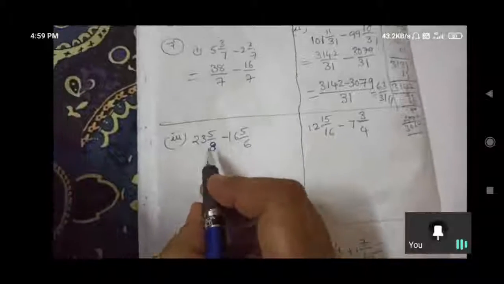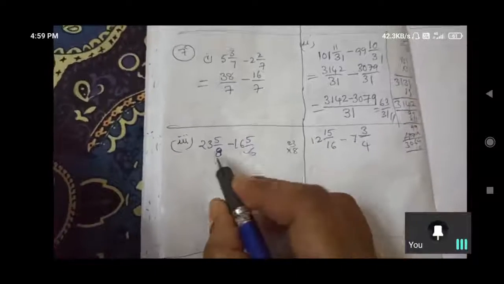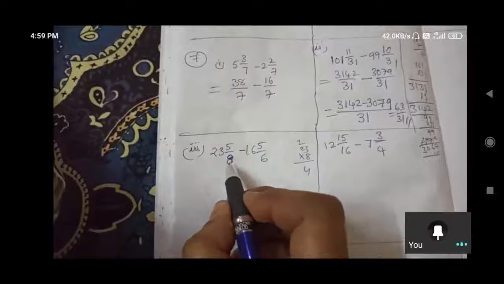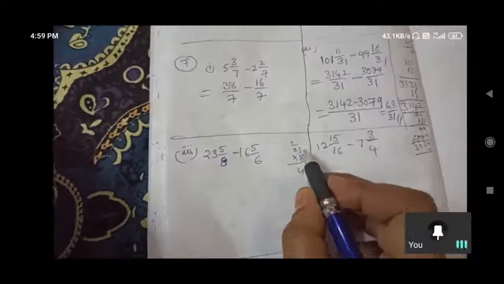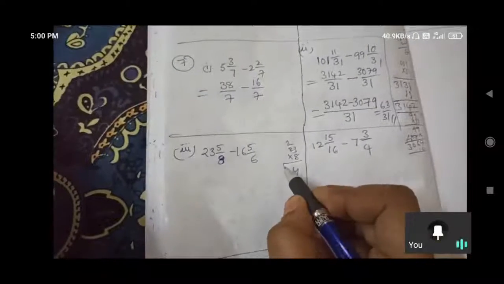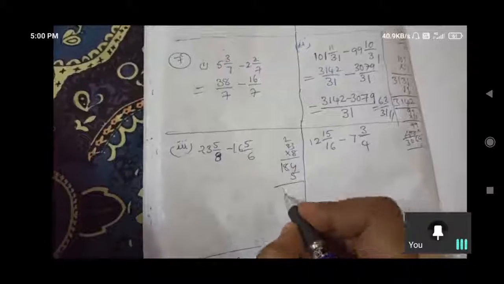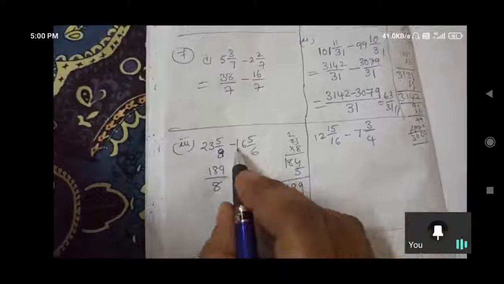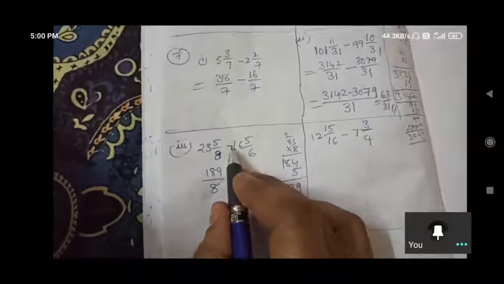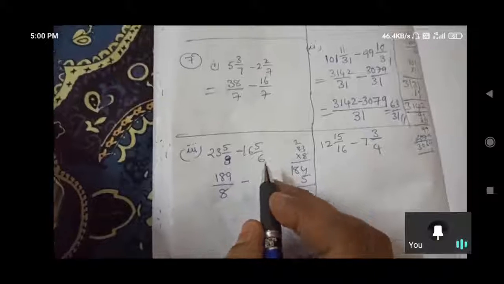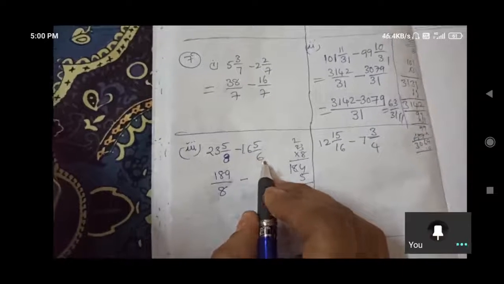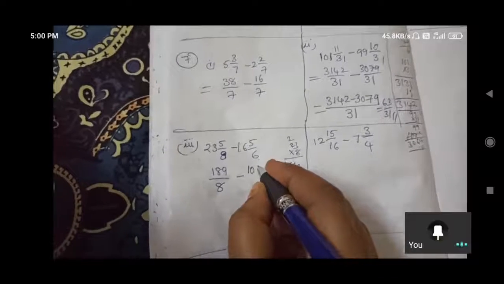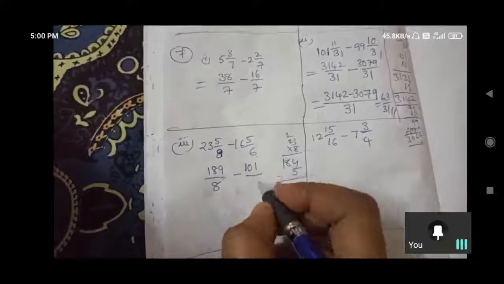Okay. And here 23 into 8 we should do. 8 threes are 24. Here, because we cannot say directly, for that we need to multiply. 8 threes are 24. 8 twos are 16 plus 2, 18, plus 5 we should add, 189. So 189 by 8 we should get. And here 16 6s are 96. So up to 20 tables you should read. Okay? 16 6s are 96. 96 plus 5, 101. Yes. 101 by 6.